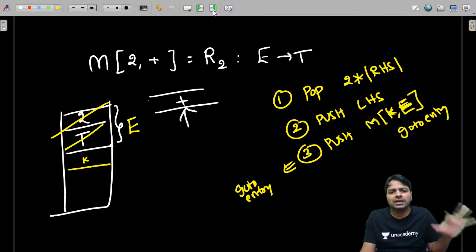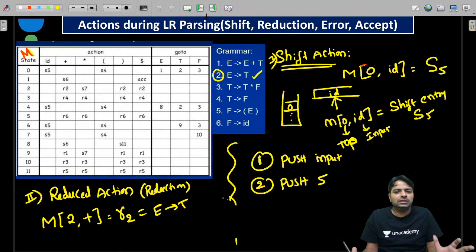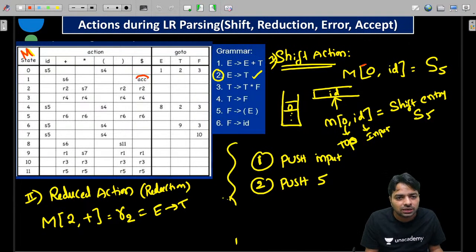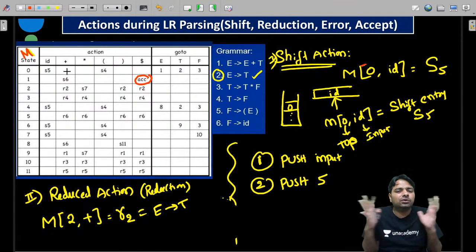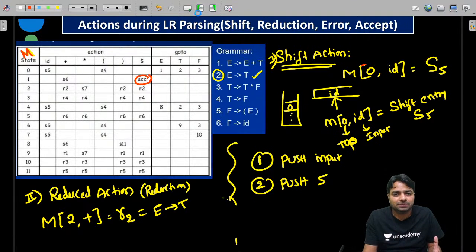So let me do it, you will get an idea. Accept, I will tell you at the end. While doing this, you must come to this position. Then when you encounter $ with $, that is accept.